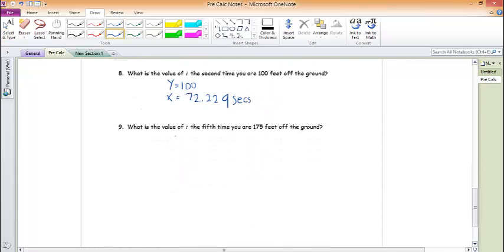What is the value of t the fifth time we reach 175 feet off the ground? Well, this is a lot like question number 8. So all you're going to do is you're going to graph y is equal to 175. And guys, you know what? I'm going to let you do this one. So when you walk in the door tomorrow or on Friday, you're going to tell me what the time was. Or once we get into class, I'll ask you what the time was.